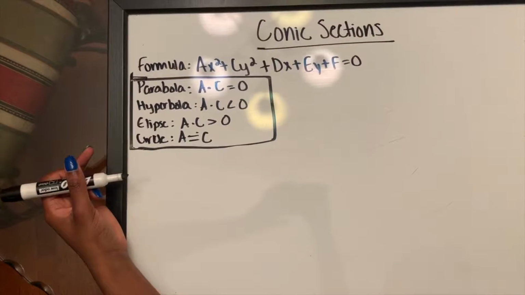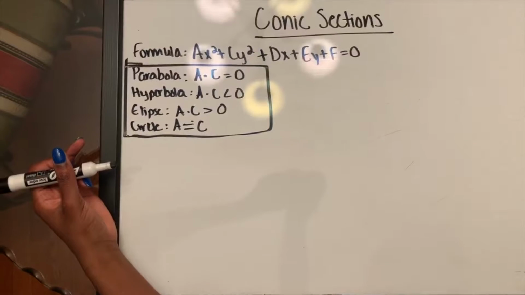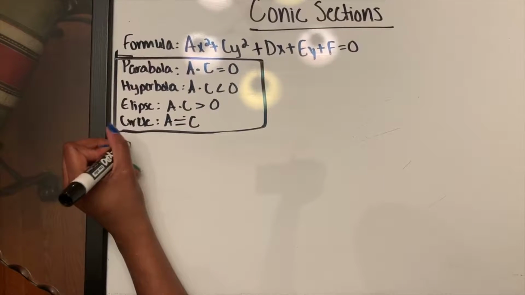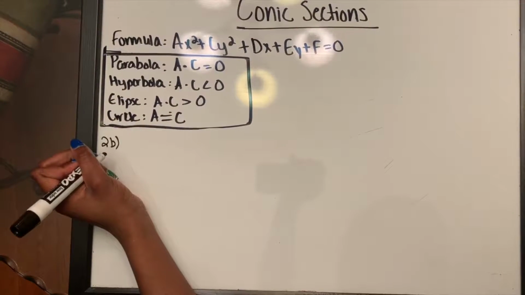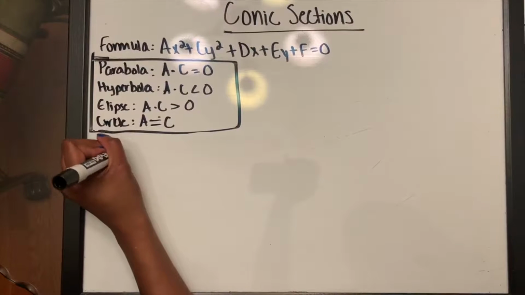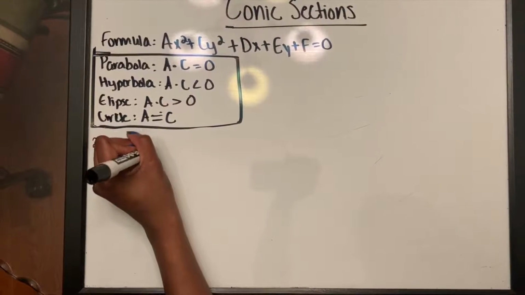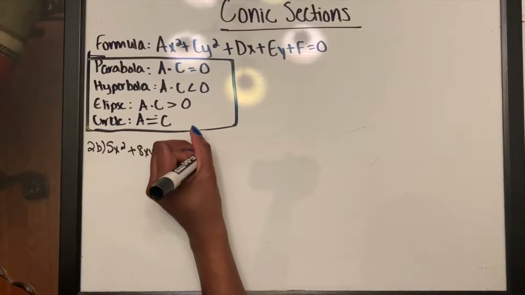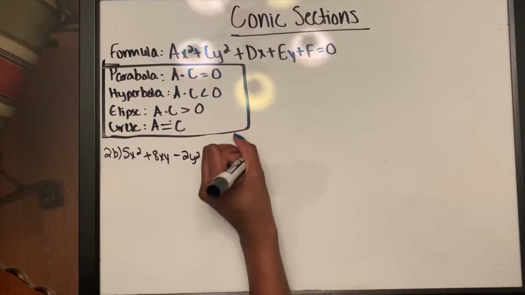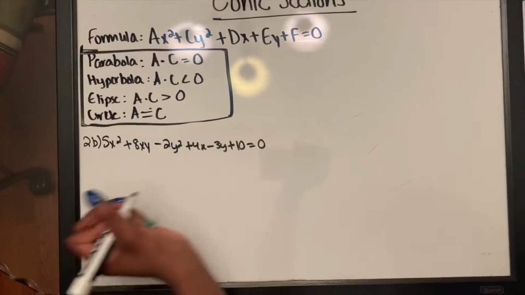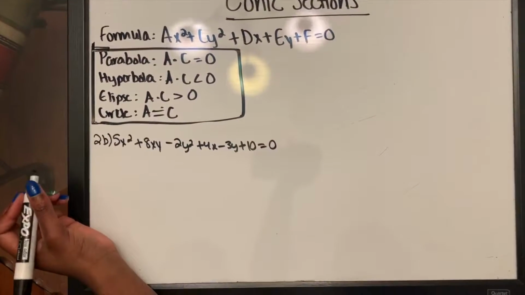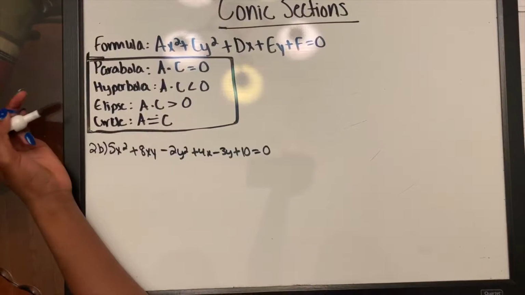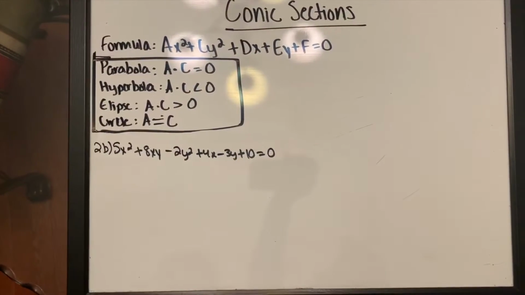So if you look on page 11, going to example 2, we can try example 2b. So, write this down. The conic section is 5x squared plus 8xy minus 2y squared plus 4x minus 3y plus 10 equals 0. To determine whether this conic section is a parabola, hyperbola, ellipse, or circle, we would have to go through the rules. So let's first identify A and C.